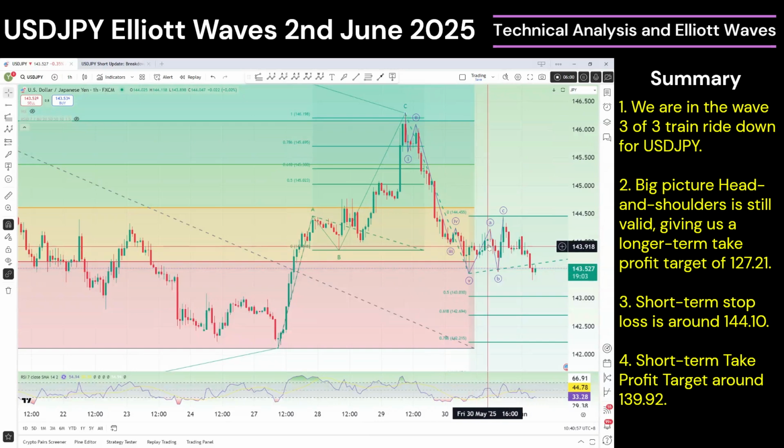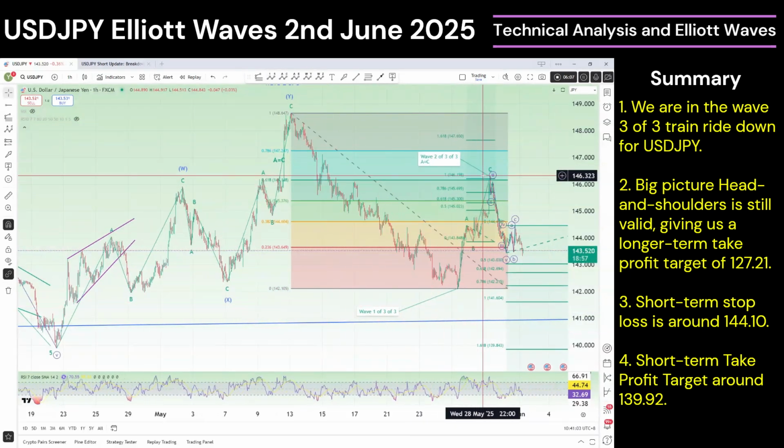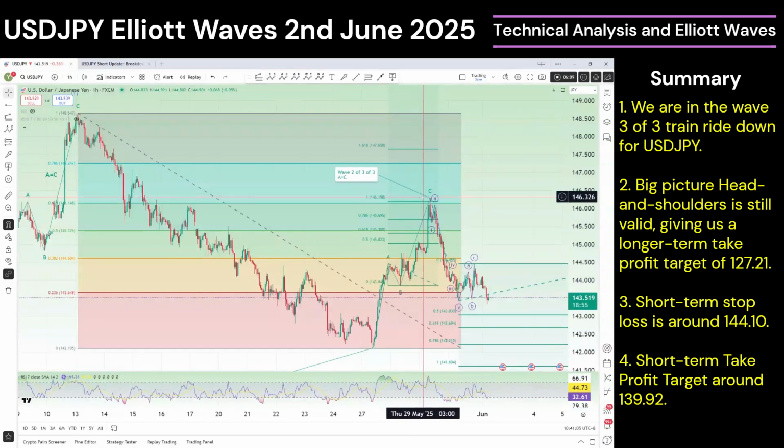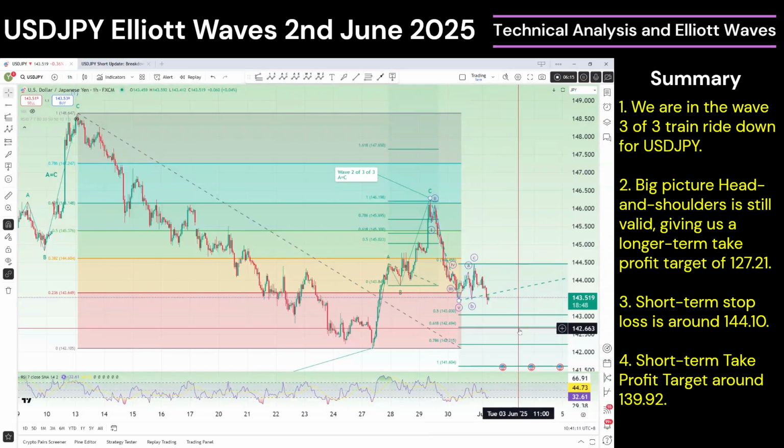And then we have these A, B, and C. On one degree lower, what we have seen is this is another wave one, and then wave two, and currently we should be in a wave three down.